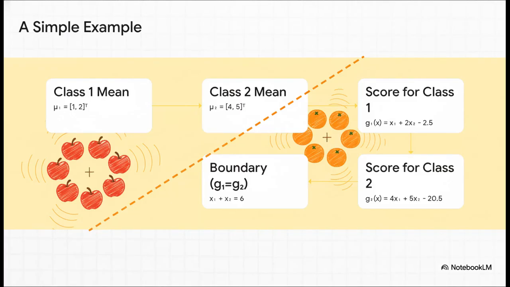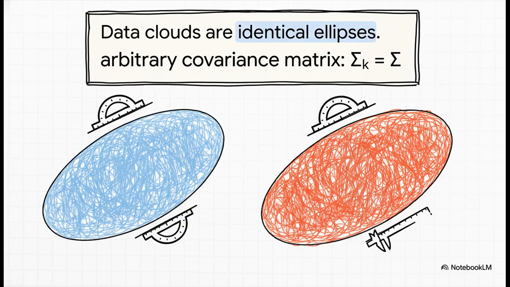Let's make this real with some numbers. Let's say the center of our apple cloud is at coordinates 1, 2, and the orange cloud is at 4, 5. We plug those numbers into our simple formulas, and we get a unique scoring rule for each class. Then, to find the boundary, we just set those two scores equal to each other. A little bit of high school algebra later, and we get a beautiful, simple equation for a line. x1 plus x2 equals 6. Anything on one side is an apple, anything on the other is an orange. Done.